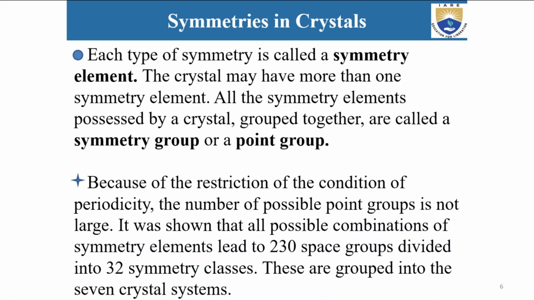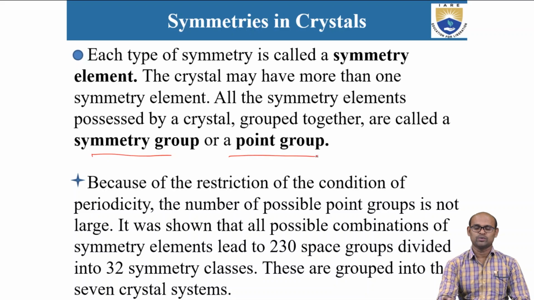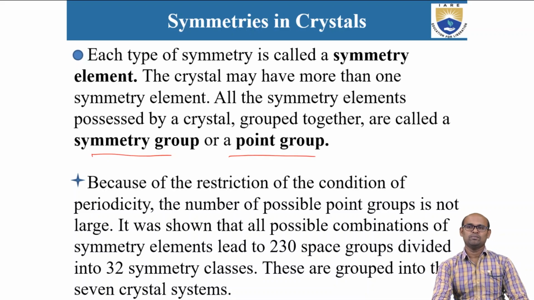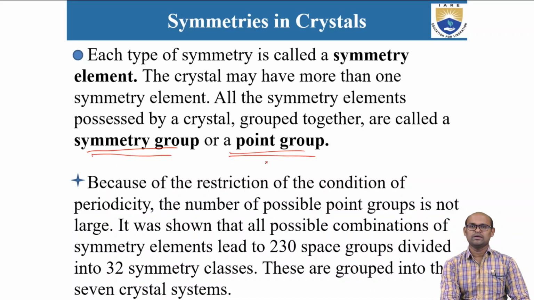Each type of symmetry is called a symmetry element. The crystal may have more than one symmetry element, right? All the symmetry elements possessed by a crystal grouped together are called a symmetry group or a point group. Okay, so you can perform different types of symmetry operations, about an axis, about a plane, about a center, and you can have different types of symmetry elements. All these symmetry elements grouped together are called a symmetry group or a point group, right? So that is what a point group is: all the symmetry elements possessed by a crystal grouped together are called the point group or symmetry group of a crystal.